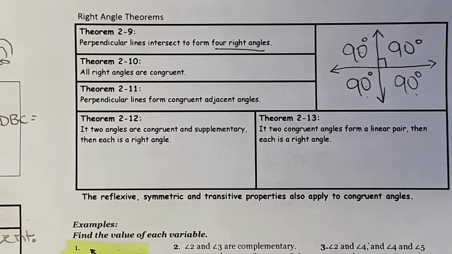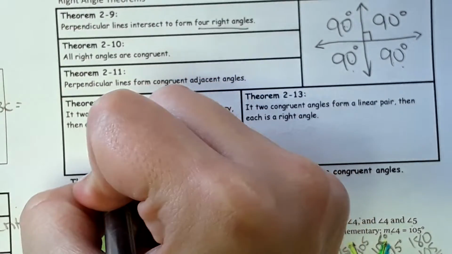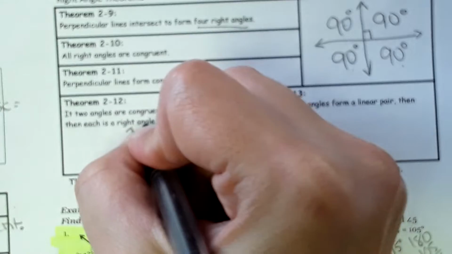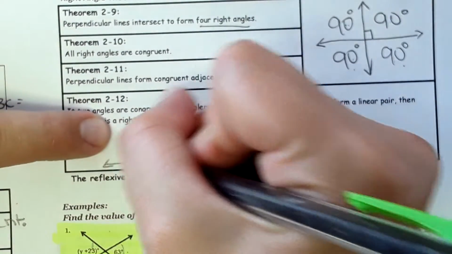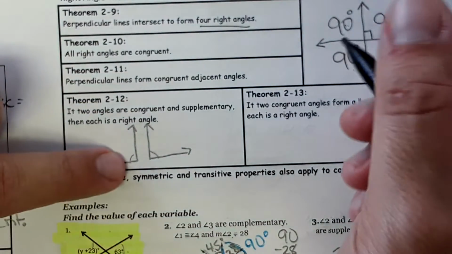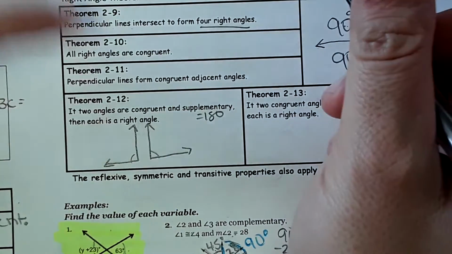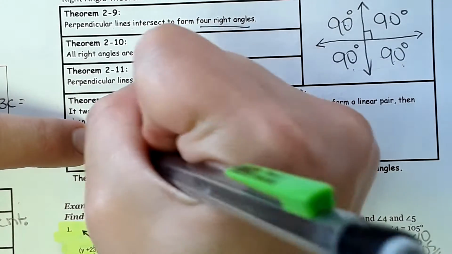2-12. If two angles are congruent and supplementary, then each is a right angle. So let's say I have this angle and this angle. If they are congruent, meaning they have the same measure, and they are supplementary, meaning they add to 180, then each is a right angle. Yes, they would both have to be 90 degrees.